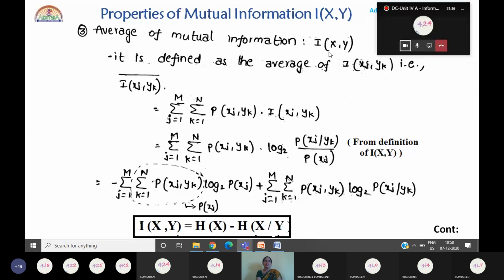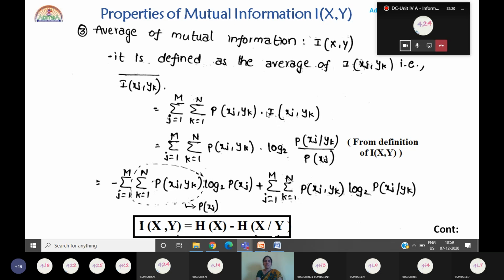Next, average of mutual information, that is I of xj comma yk. It is represented as capital I of xy, which is the average of all the elements present in I of xj comma yk. That's why we took the bar over I of xj comma yk. Bar represents the average. So, for all the elements, it is defined as summation j equal to 1 to m, summation k equal to 1 to n. Consider all the elements with the joint probability matrix: p of xj comma yk into the individual element's mutual information, that is I of xj comma yk.